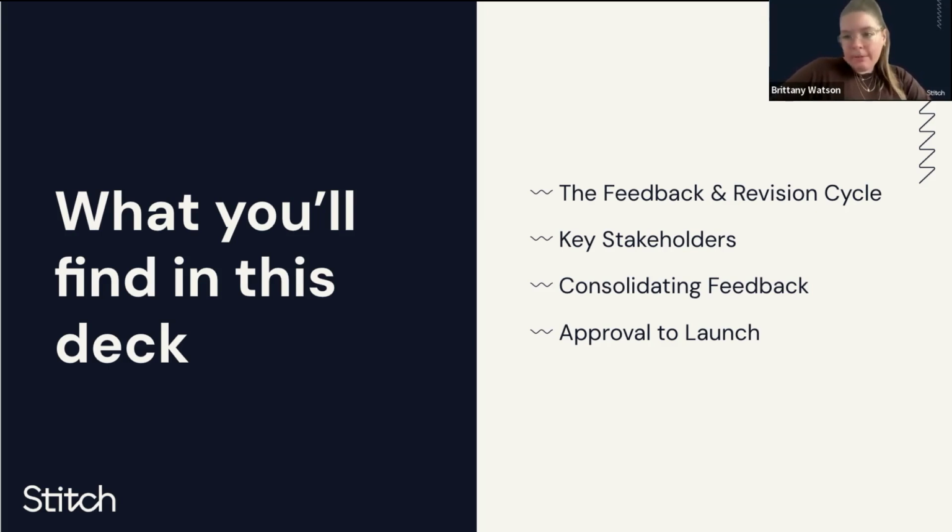First, we're going to do a little bit of level setting when it comes to what the feedback and revision cycle is. And then we're going to talk about three key areas when it comes to improving your overall process and optimizing in order to get campaigns reviewed, tested, approved, and live as fast as possible. So you're getting the most out of Braze.